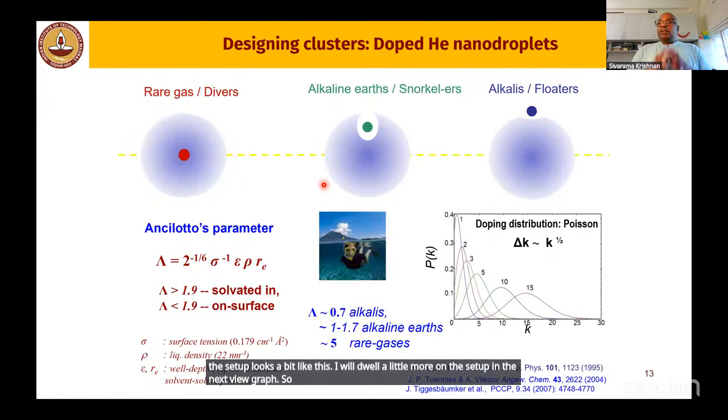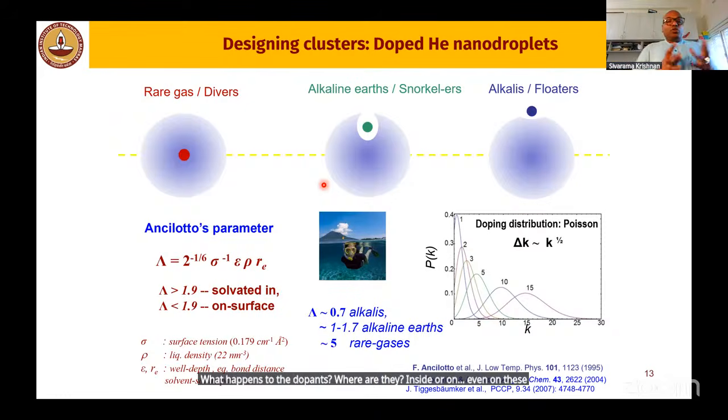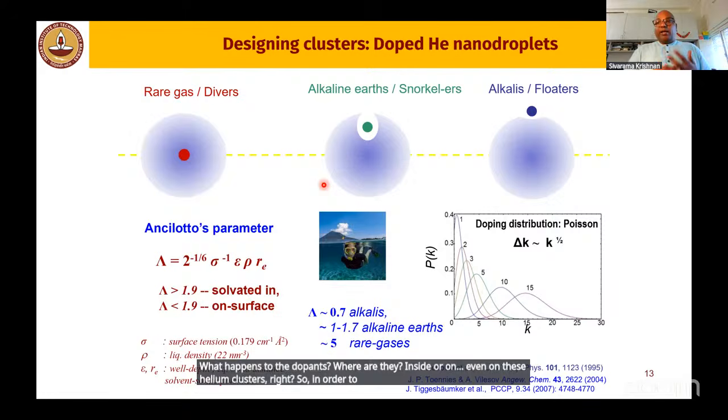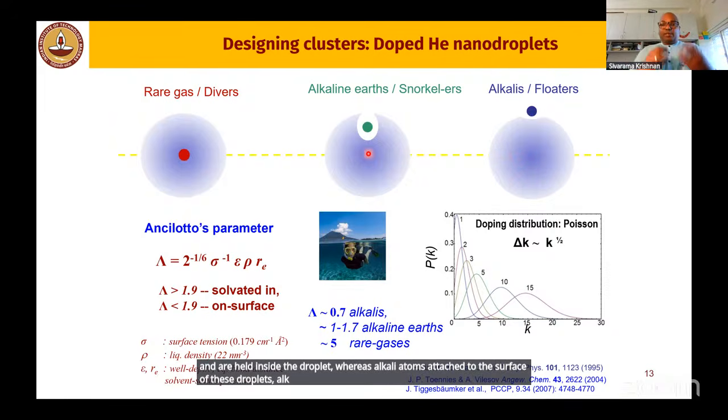So now when these superfluid helium clusters pick up atoms or molecules, what happens to the dopants? Where are they, inside or even on these helium clusters, right? So in order to determine that, which has already been done, studies have shown, especially laser spectroscopy, that rare gas atoms essentially are dissolved and are held inside the droplet, whereas alkali atoms attach to the surface of these droplets. Alkaline earth atoms such as calcium, magnesium, barium, and others are held beneath the surface layers.